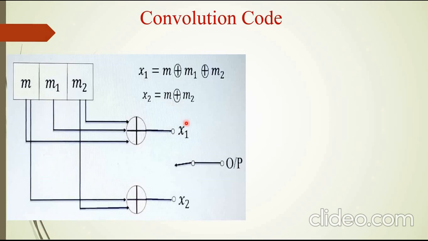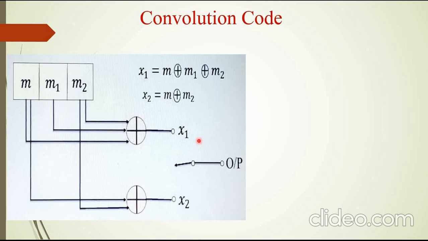So this is the shift register. There are 3 blocks. The first bit represents the current bit and the next 2 bits represent the state of the convolution code, and it is a predefined state. The output is switching between x1 and x2. x1 is the algebraic sum of all 3 bits, meaning m plus m1 plus m2, and x2 is the algebraic sum of 2 bits, m and m2.